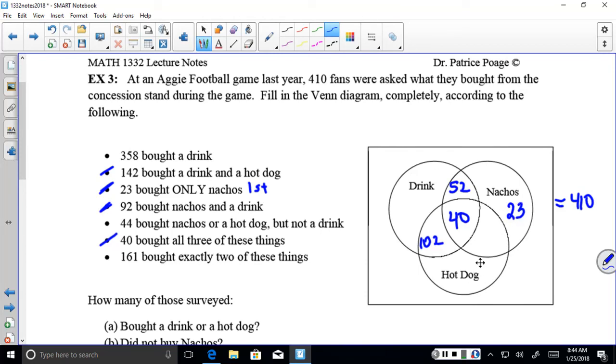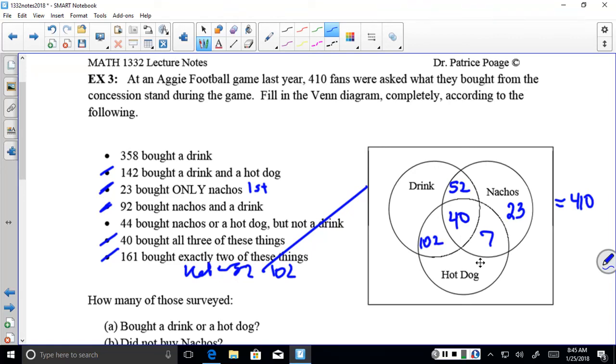161 bought exactly 2 of these things. So we already have the 52 and the 102. We can figure out the other one. 161 minus 52, minus 102. And that leaves us with 7 right there. So that was my second time through. My third time through should do it.